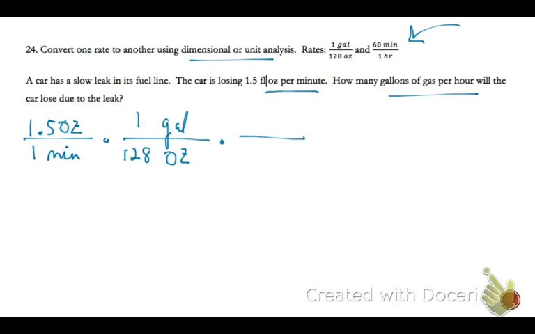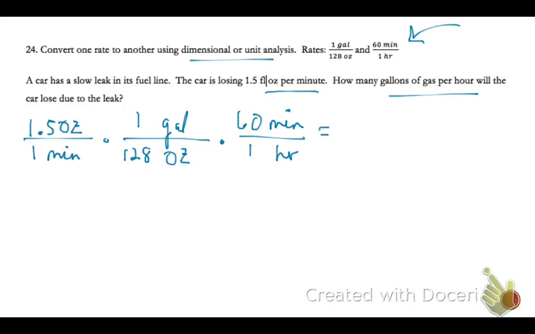Then we're also going to need to multiply this by a rate that's going to convert minutes to hours. So we want hours to show up here and our minutes to divide out. And then just placing our numbers, there's 60 minutes in 1 hour.